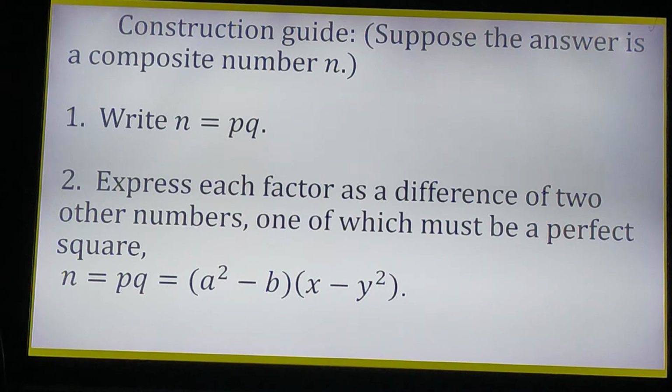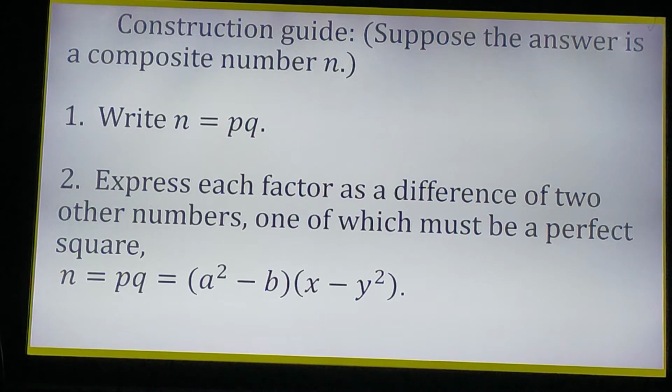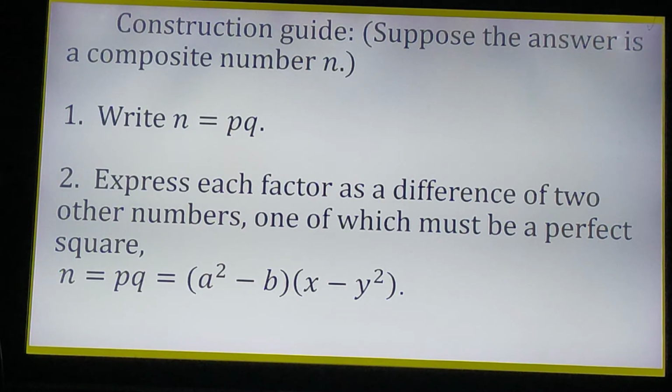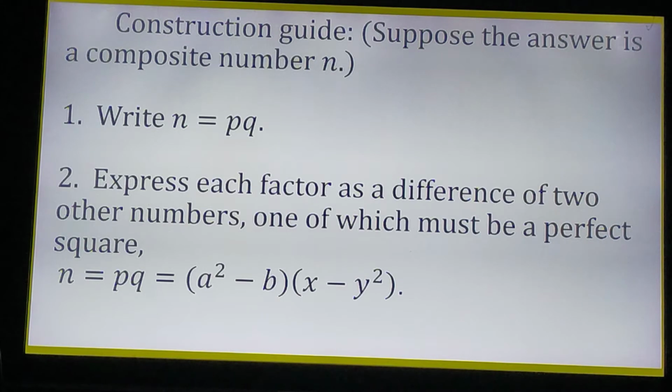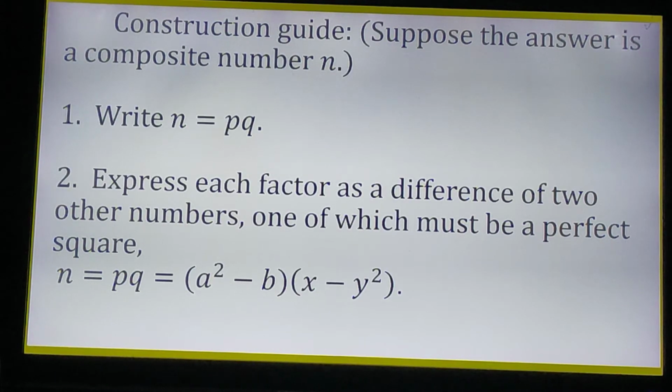Here is a construction guide. Suppose the answer is a composite number n. Step 1, write n equals the product of its factors, p times q. Step 2, express its factors as a difference of two other numbers, one of which must be a perfect square. So here we have, for p, a squared minus b, and for q, x minus y squared.